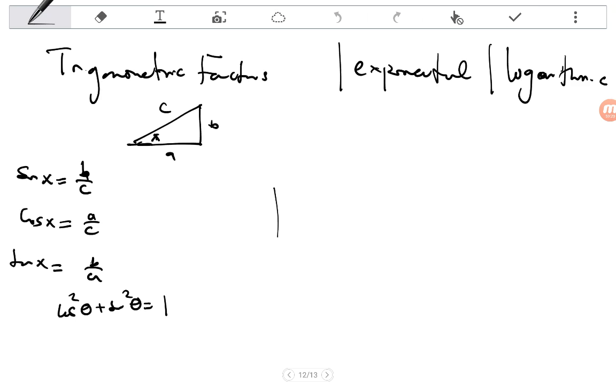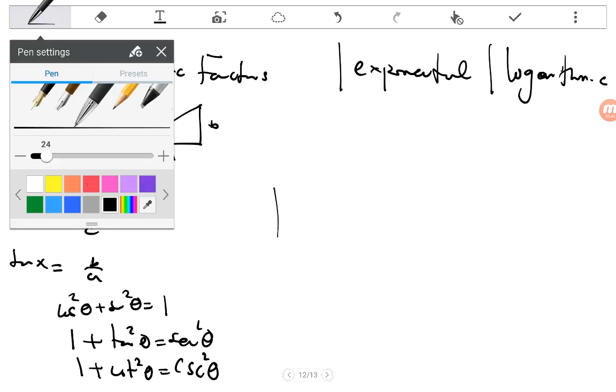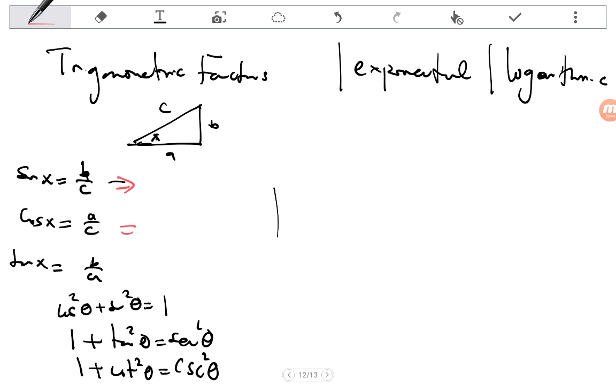Okay? Another rule is 1 plus tan squared is equal to sec squared. This is a rule that you need to remember. 1 plus cotan squared is equal to cosec squared. What is cosec and sec? The reciprocals of the trigonometric functions. So we have these three, and also we have the reciprocals. This is the reciprocal, or 1 over sine, which is called cosec.